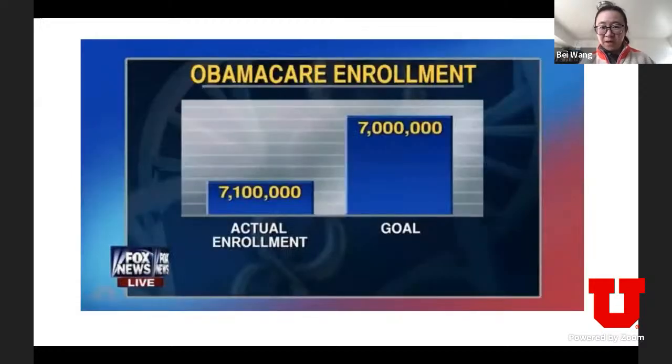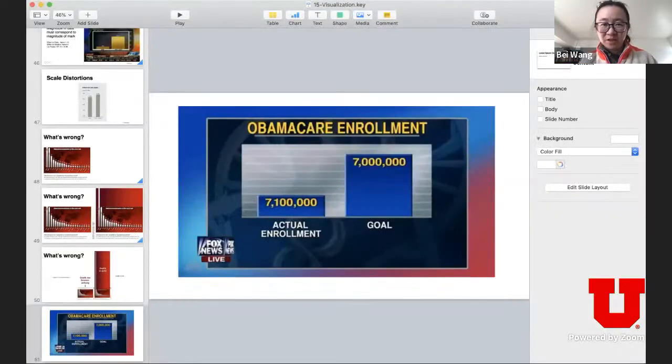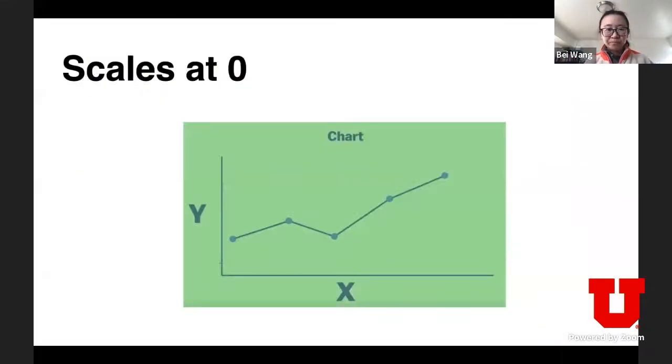It's pretty obvious, right? The actual enrollment and the goal enrollment, one is actually much larger. So, let me look at the chat. Yeah, it's not just the wrong value, right? It's also misleading information. So this would have a pretty high lie factor as well. So, okay, let's move on.